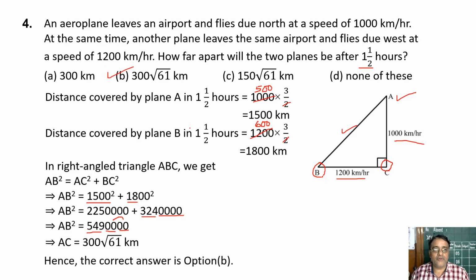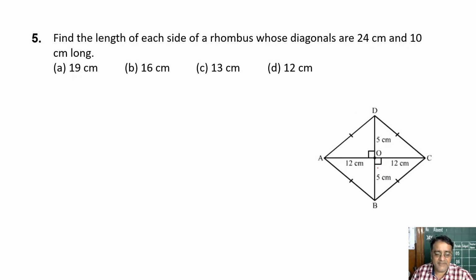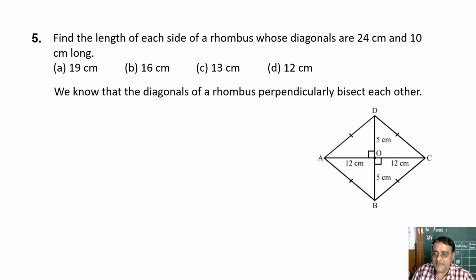So now we are moving toward question number 5. Find the length of each side of a rhombus whose diagonals are 24 centimeter and 10 centimeter long. So this is the rough diagram, and we know that in a rhombus the diagonals bisect each other at 90 degree. Okay, so that means all these angles are 90 degree. So we are going to take one triangle. So let us take triangle AOB. Okay, we have to find AB.